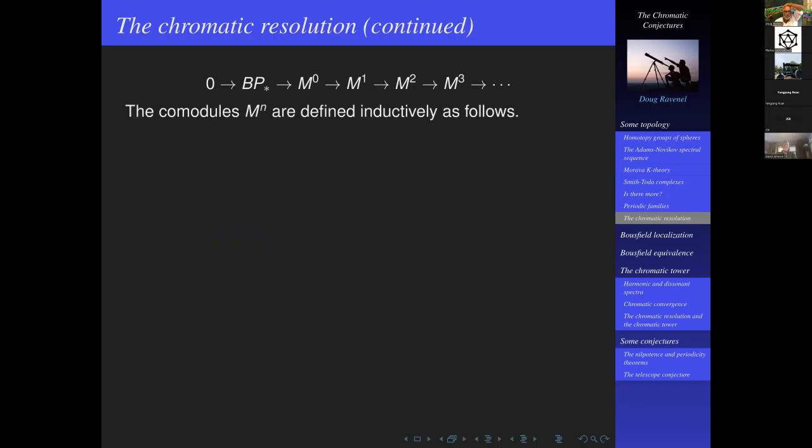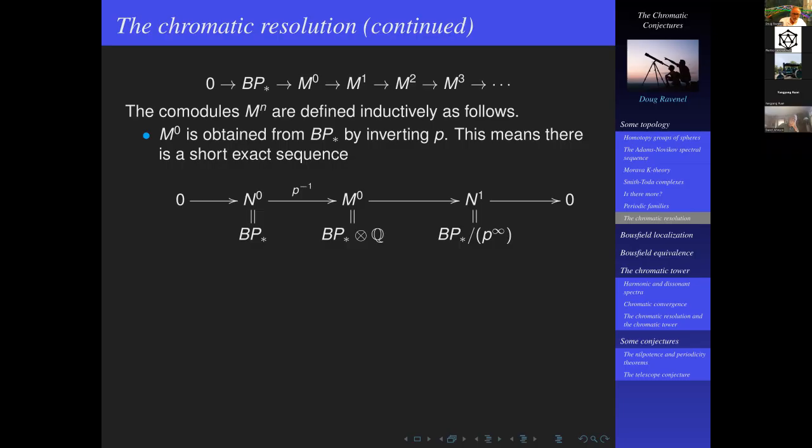Now, so what are these modules? M0 is obtained from BP star by inverting the prime P. Remember that BP star was a polynomial algebra over the integers localized at P on certain generators. And so you could invert P, or that's the same thing as tensoring everything with the rational numbers. And then you could include BP star into its tensor product with the rationals, and then you'd get a certain co-kernel that I'm going to call BP star mod P infinity.